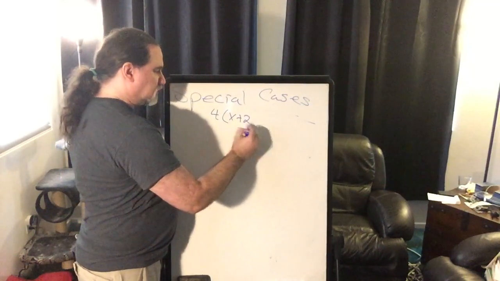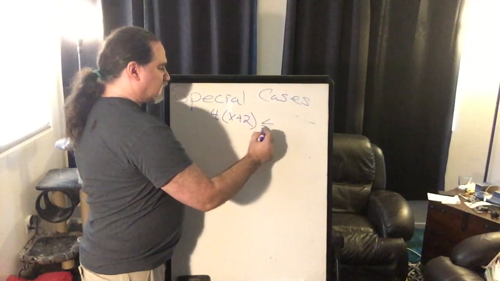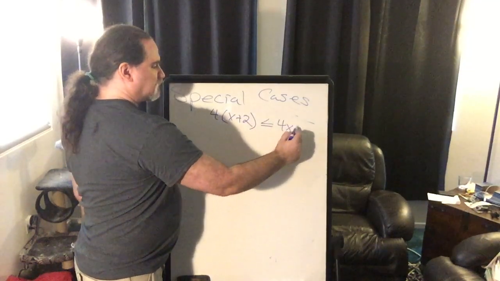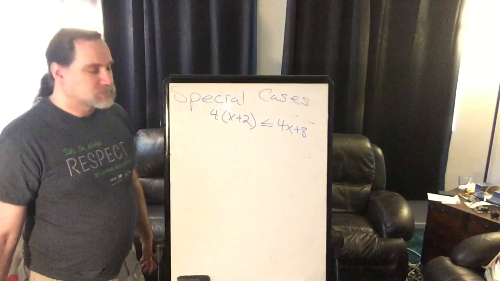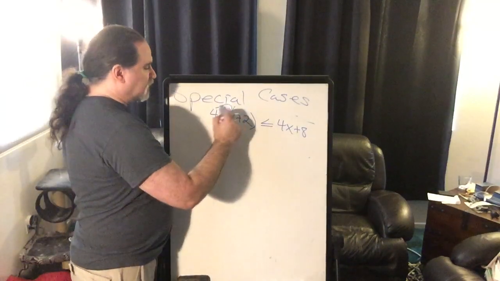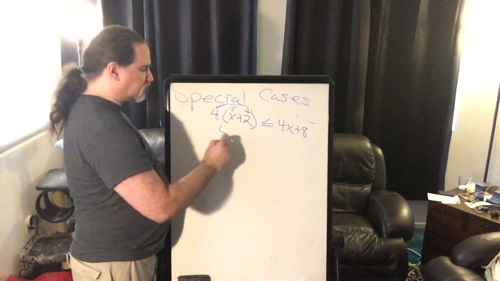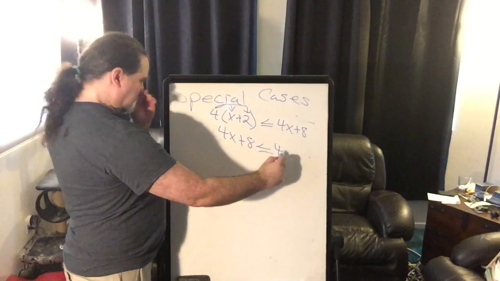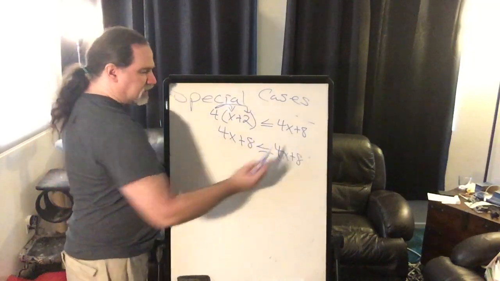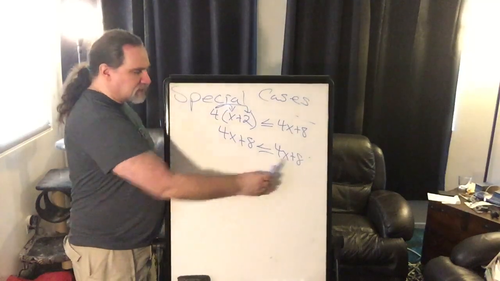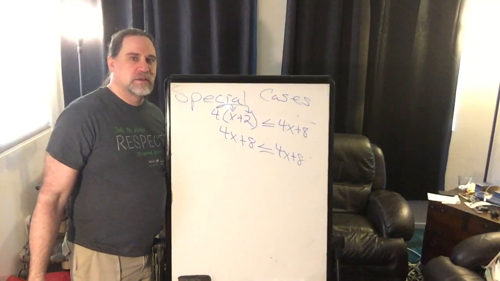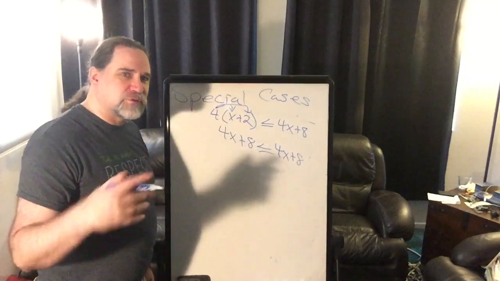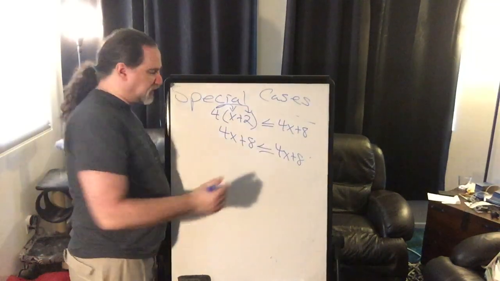Let's make it x plus 2 is less than or equal to 4x plus 8. Well, after you do the distributive property here, because that's the first thing I'm supposed to do, you get 4x plus 8 is less than or equal to 4x plus 8. Now, I'm sure at this moment you realize, hey, those are exactly the same thing. But let's take it one more step further so I can really explain what's going on.